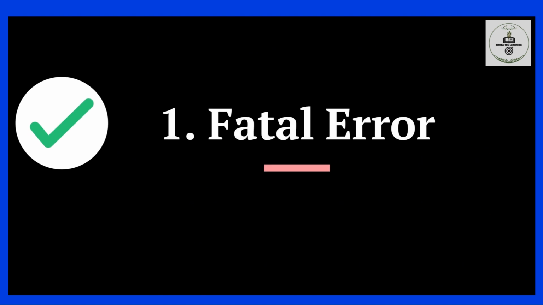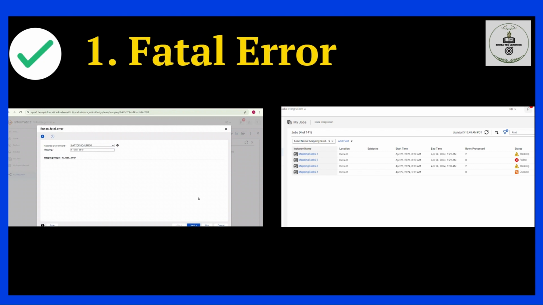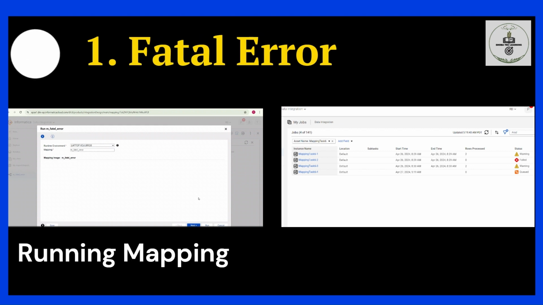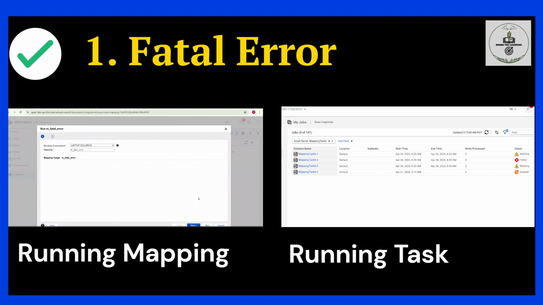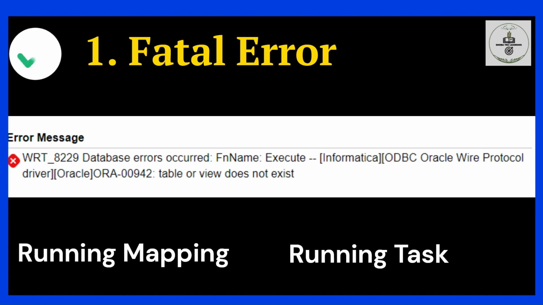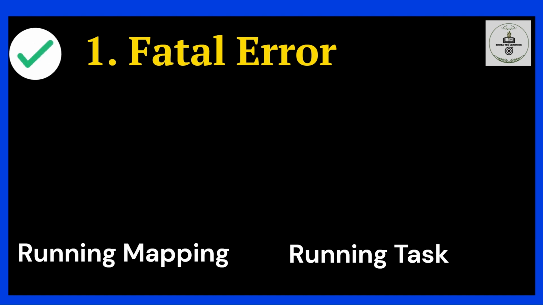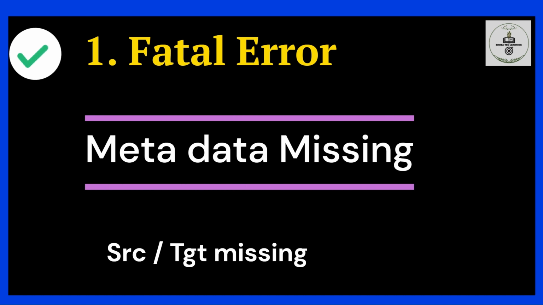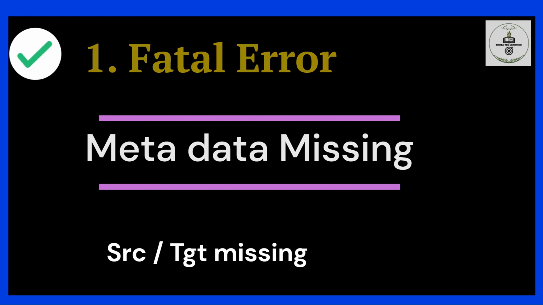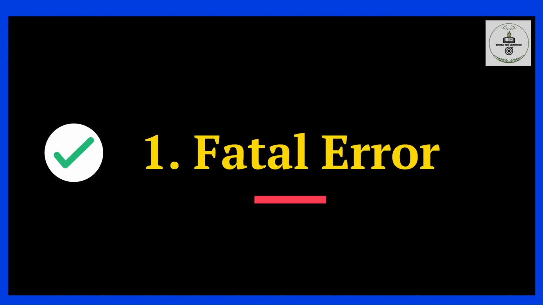Let's know what fatal errors are. Whenever we are working on Informatica Cloud and running a mapping or mapping task, we may get an error like the secure agent can't access the source or target repositories. In the sense, the metadata is missing, or the source or target table definition is missing. This kind of error is called a fatal error. Now we'll see practically how an error is defined as fatal.